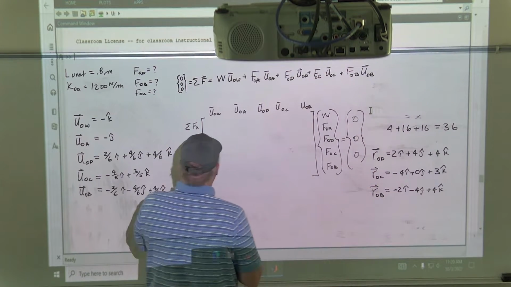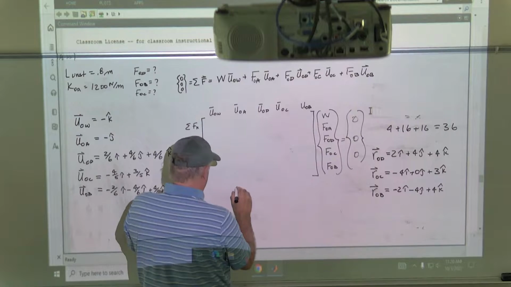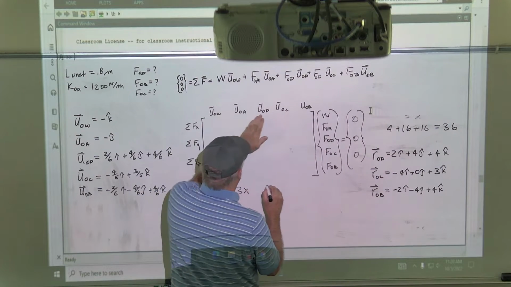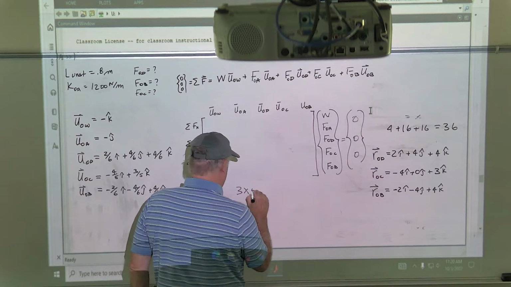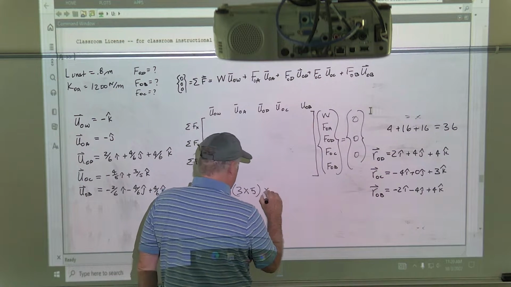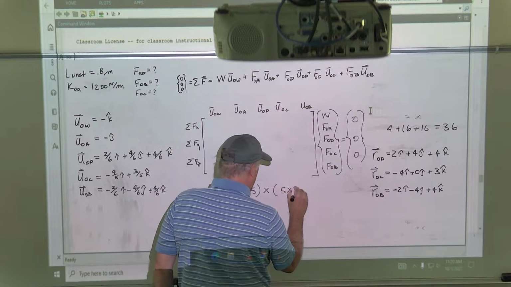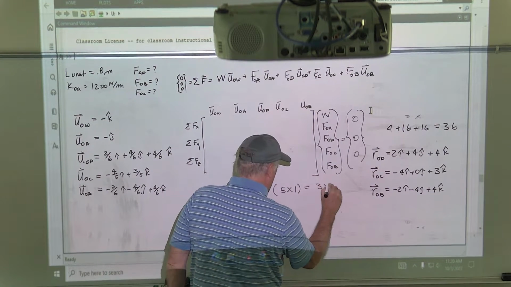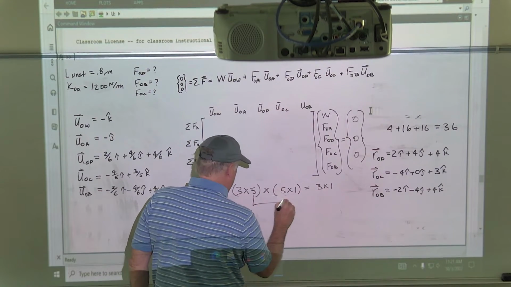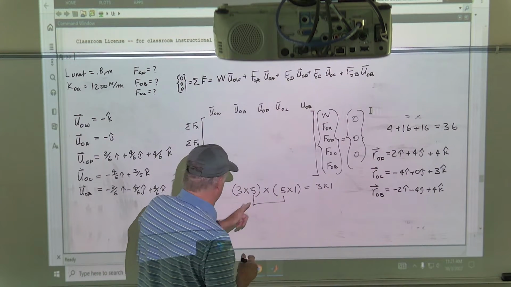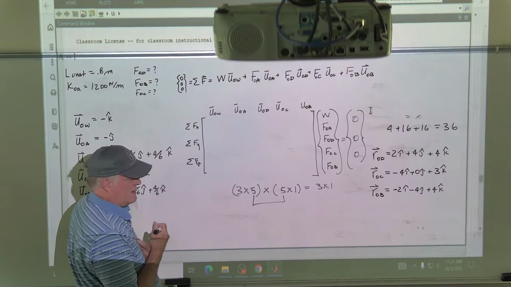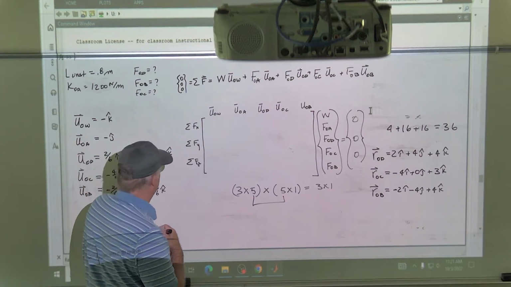Now, this is going to also equal to, it looks weird that this is a 3 by 1, 2, 3, 4, 5, 3 by 5 times a vector which is a 5 by 1, which will give you a 3 by 1. The inner dimensions must match. That's the error that MATLAB will give you if you try to multiply it incorrectly.